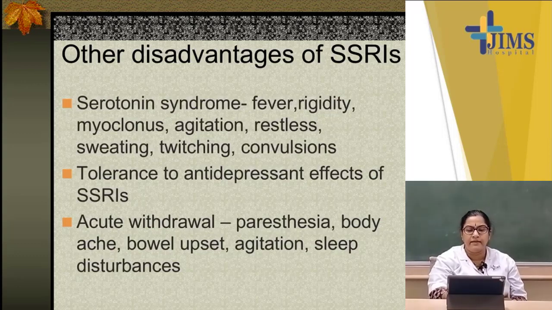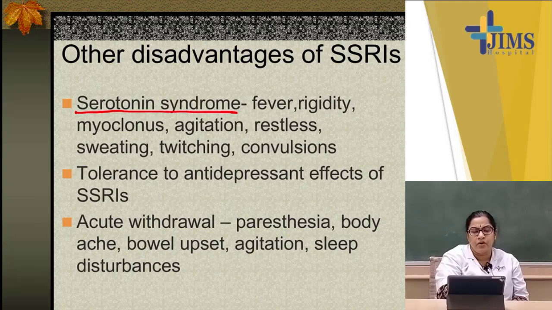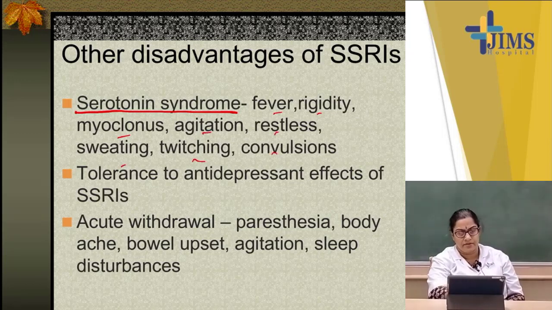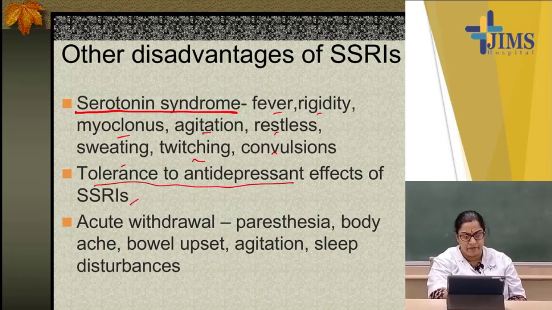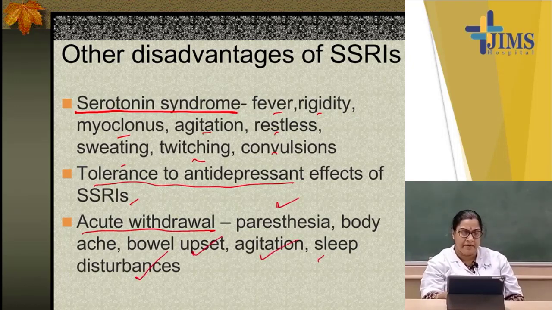So in a nutshell, what are the disadvantages of the SSRIs? Number one is the serotonin syndrome, which is very important, and its symptoms develop like fever, rigidity, myoclonus, agitation, restlessness, sweating, twitching, and convulsions. Tolerance to the antidepressant effects of the SSRIs also develops. When there is an acute withdrawal of the SSRIs, there will be the development of paresthesia, body ache, bowel upset, agitation, and sleep disturbances.